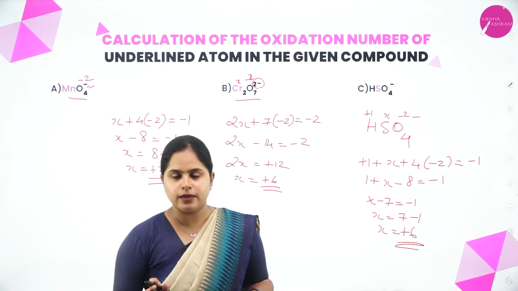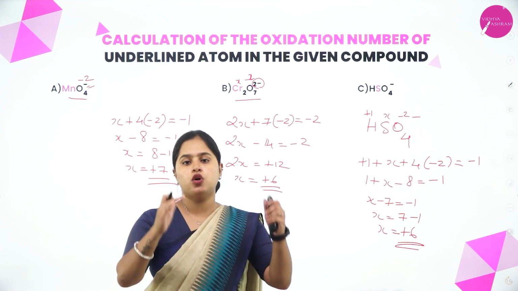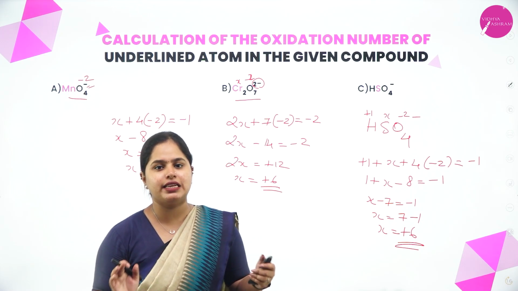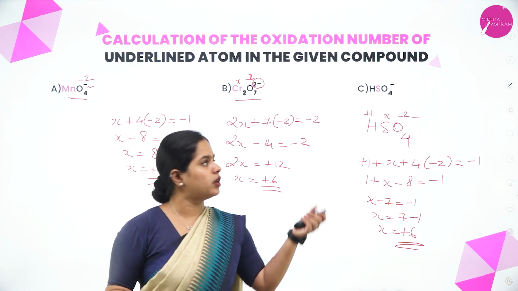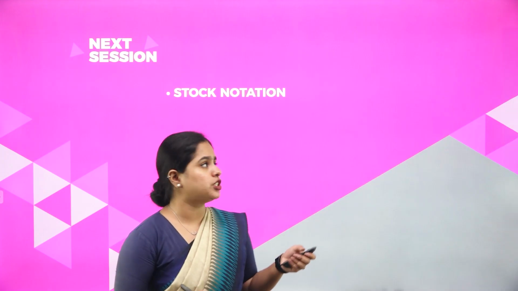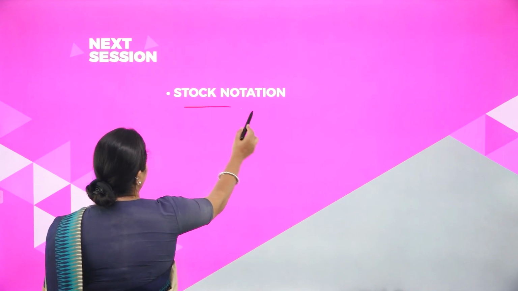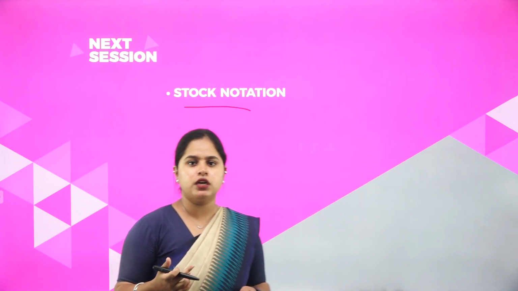So I hope it is clear, right? If you are clear with the rules of the oxidation number, you can easily assign the oxidation number for each of these elements. In the next session, we are going to study about Stock notation and we are going to further continue with that.